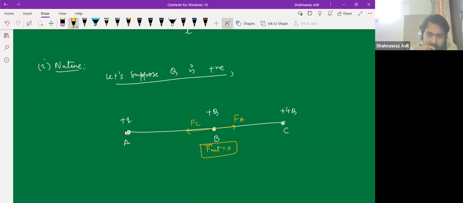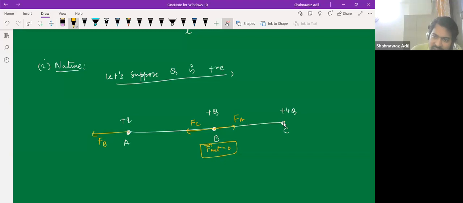It will go in the opposite direction because of repulsion. Right or left? Repulsion, so left. This is plus Q, so it will repel, right? Repelling is in this direction. At this point, this will repel this charge. So left, right?